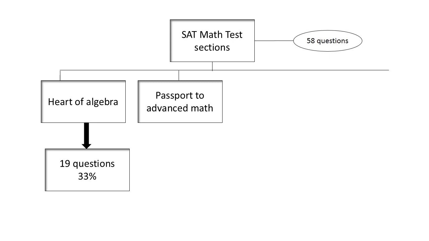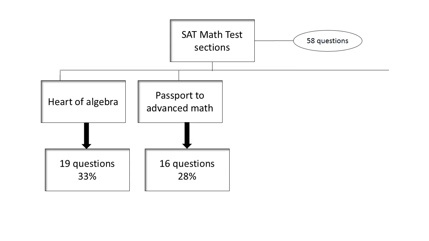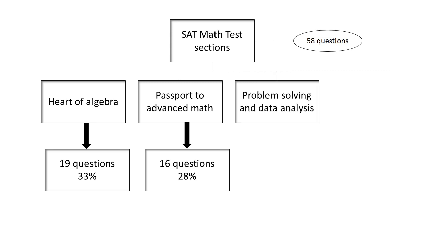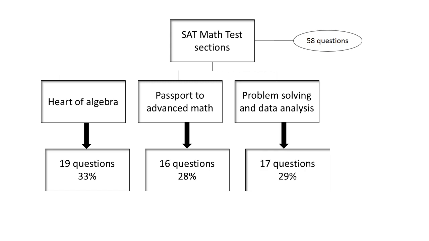Second, Passport to Advanced Math, which focuses on solving quadratic and binomial equations. There are 16 questions, about 28% of the test, in this section. Third, Problem Solving and Data Analysis, which focuses on ratio, proportion, percent, units, and statistics. There are 17 questions, about 29% of the test, in this section.